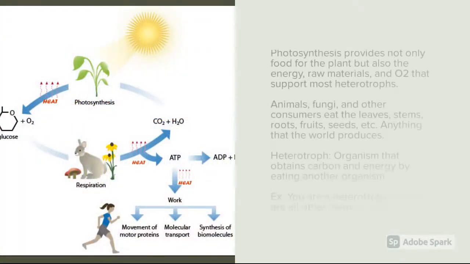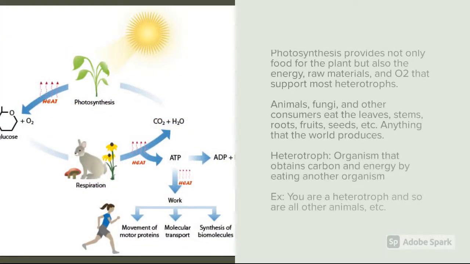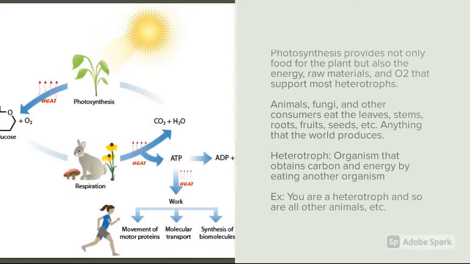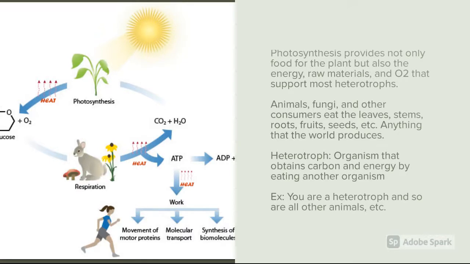In the picture to the left, you can see that photosynthesis not only affects animals but also us humans. Photosynthesis provides not only food for the plant but also the energy, raw materials, and oxygen that support most heterotrophs. Animals, fungi, and other consumers eat the leaves, stems, roots, seeds, and really anything that the world produces.